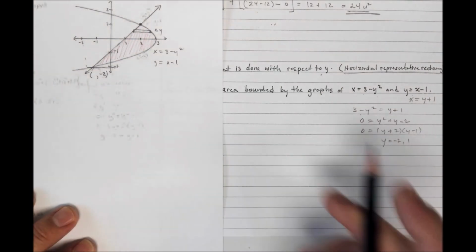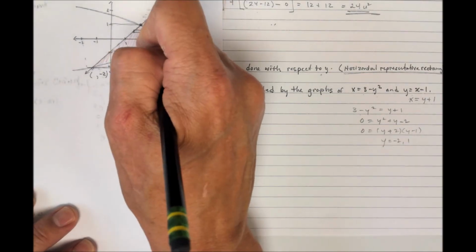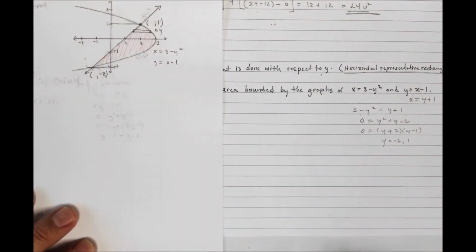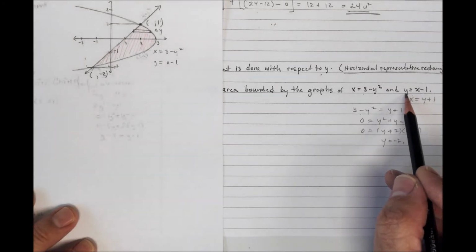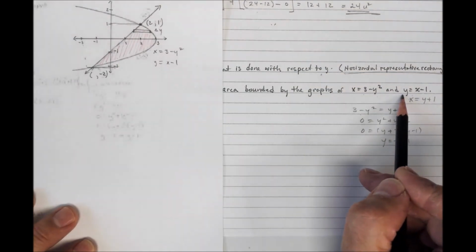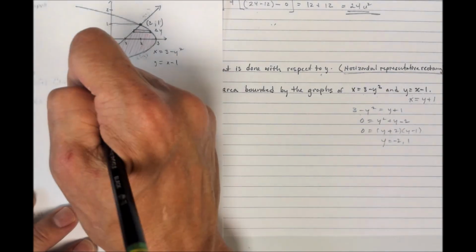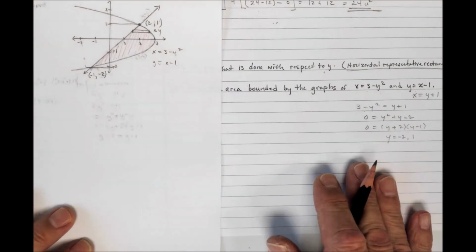And then right here, my y value is 1, and this is something comma 1, although that wouldn't be as difficult to find. If I plug a 1 in here for y, I get x is 2. If I plug a negative 2 in here for y, I get a negative 1, looks like. All right, so now I'm ready to set up my integral.